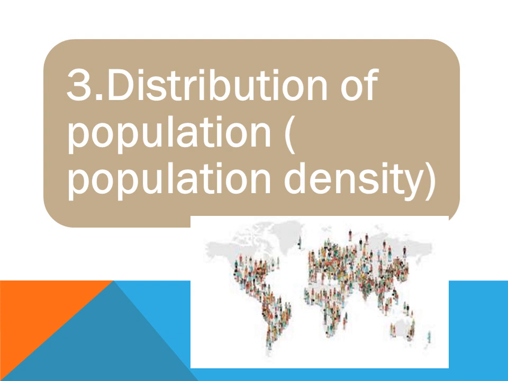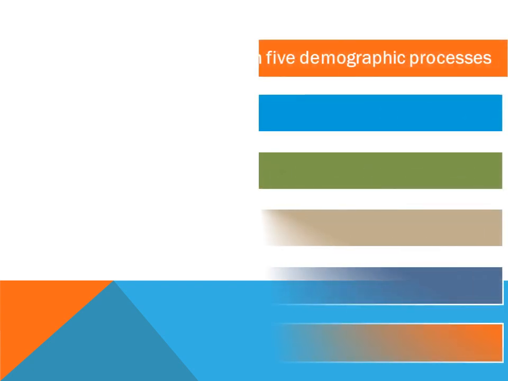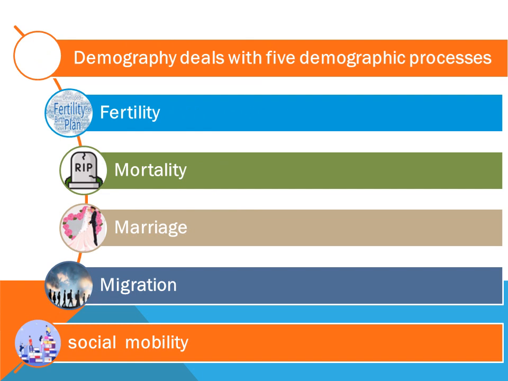The study of demography deals with 5 demographic processes. These are fertility, that is births, mortality, that is deaths, marriages, migration, movement of people from one area to another, and social mobility. And these 5 processes continuously work within the population and determine the three major phenomena, that is, size, composition, and distribution of a population in an area.